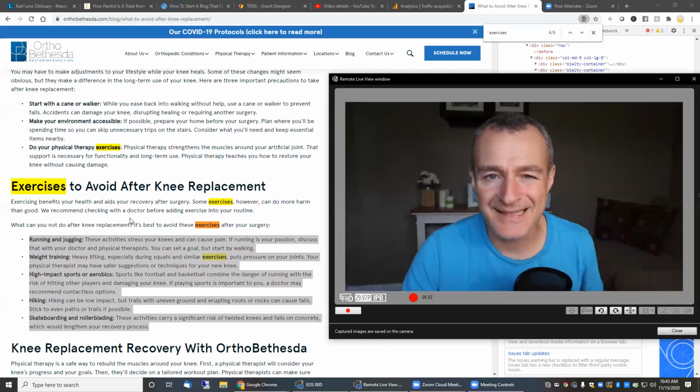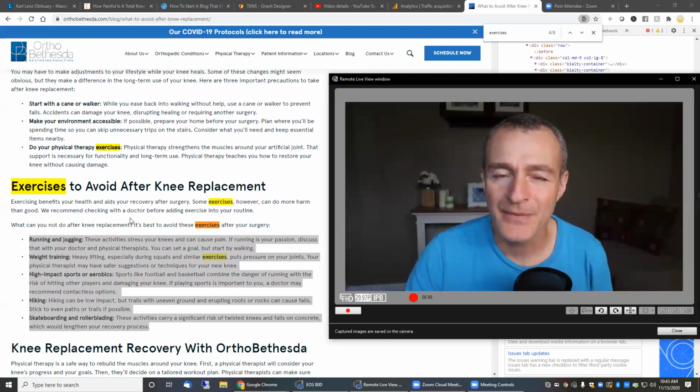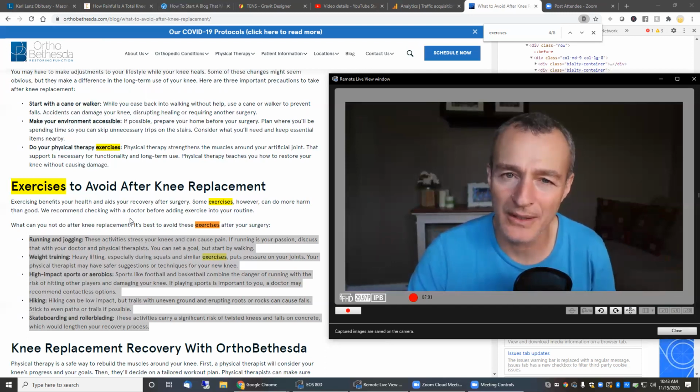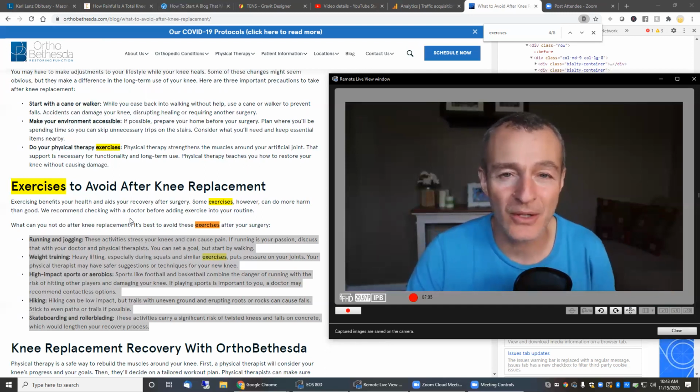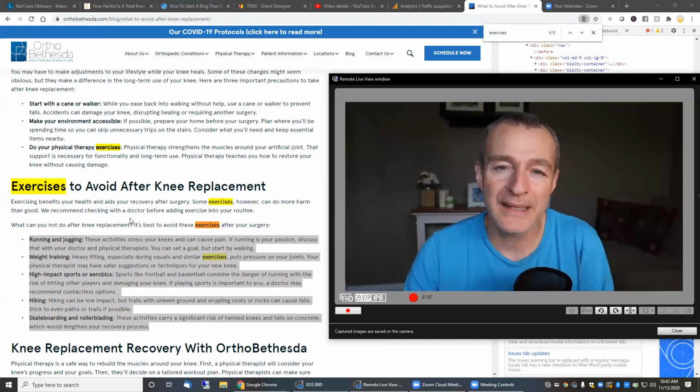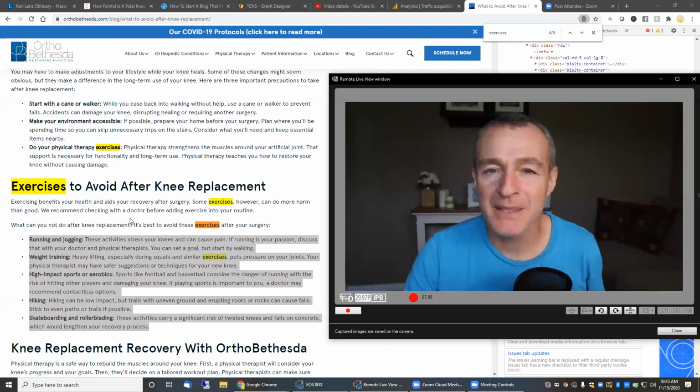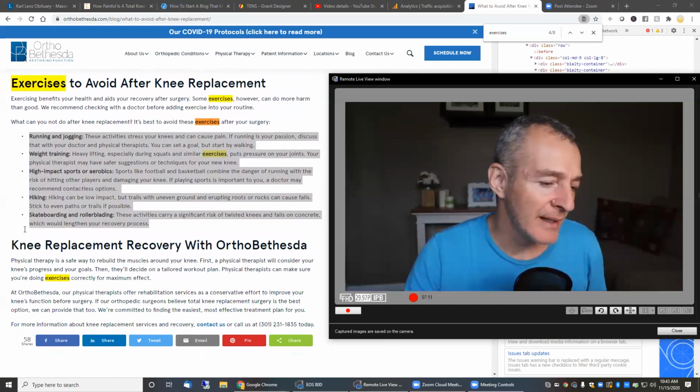So the decision should be made across multiple people on your team to decide how important things like running and higher impact sports are. And if the risk of wearing out the prosthesis or causing complications outweighs the benefit, it might be something you decide not to do.